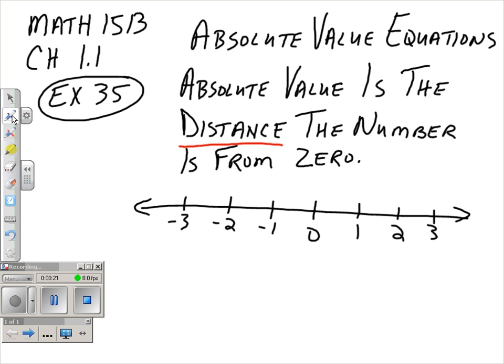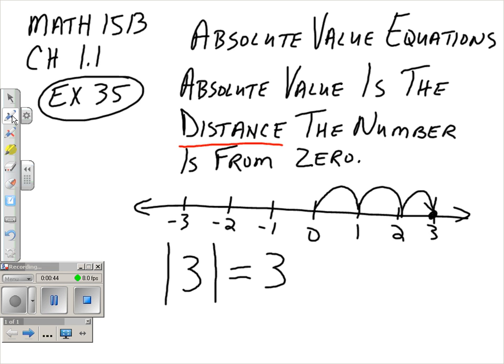So for example, absolute value is what those straight up and down lines mean. If I was going to say the absolute value of 3, I think about the number line, and I think about the number 3 here. And I ask myself, how many steps is that from 0? Well, if I stand on 0, I would have to take 1, 2, 3 steps. So I say that the absolute value of 3 is 3, because the number 3 is 3 steps from 0.